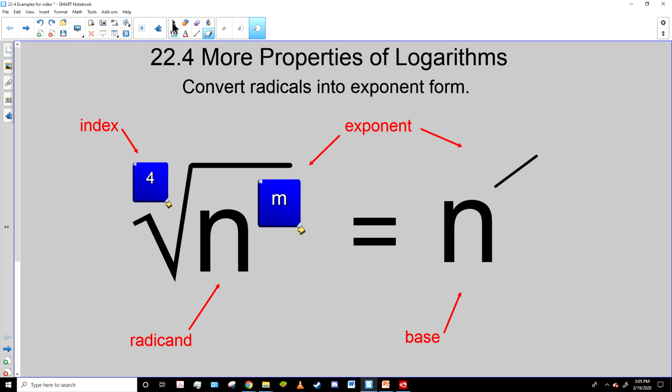Alright, let's try one more. Alright, this time the index number is 3, so it goes on the bottom. And the exponent is 7, it goes on the top. And that's all there is to it.